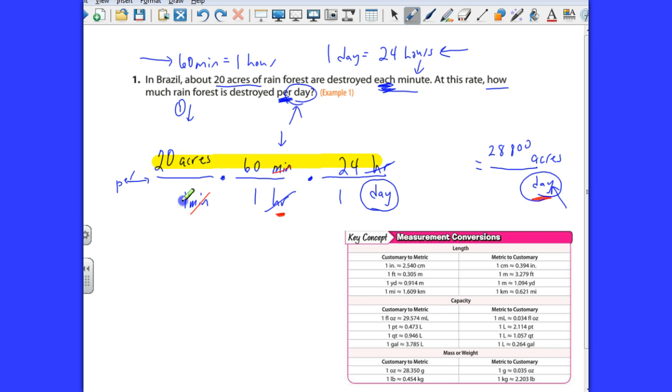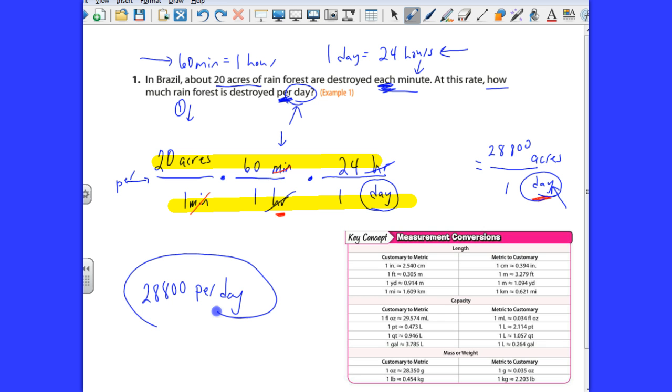And then you multiply the bottom numbers there to get the number of days. So you have basically, at this rate, how much rainforest is destroyed? You have 28,800 acres are destroyed per day. And that's the answer to that question. So you can see, and that's really a pretty easy one compared to how it gets harder and harder. But the labels can be used and should be used to try to help you solve the problem.